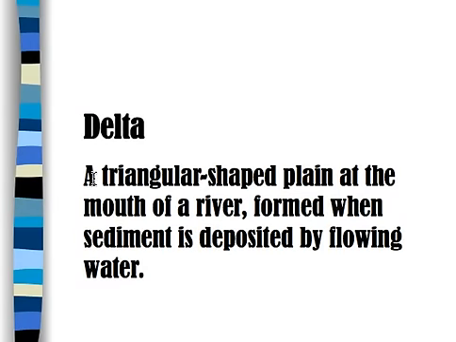Now, as I said, it is a triangular shaped plain at the mouth of a river, formed when sediment is deposited by flowing water. Please highlight triangular shaped plain. It's a triangle. 3 sides. Sediment deposited. Feel free, of course, to pause the video. We're going to keep going.